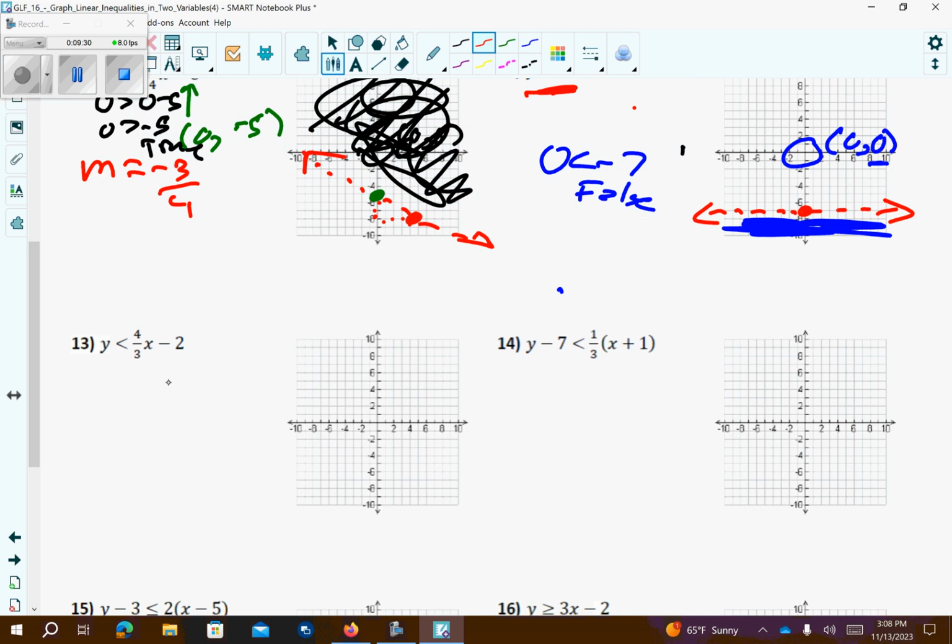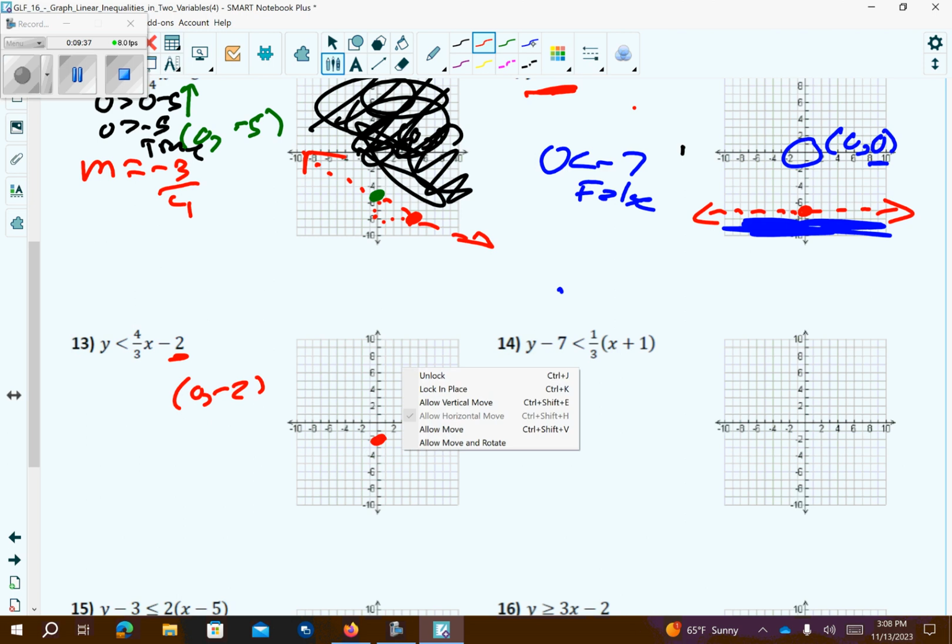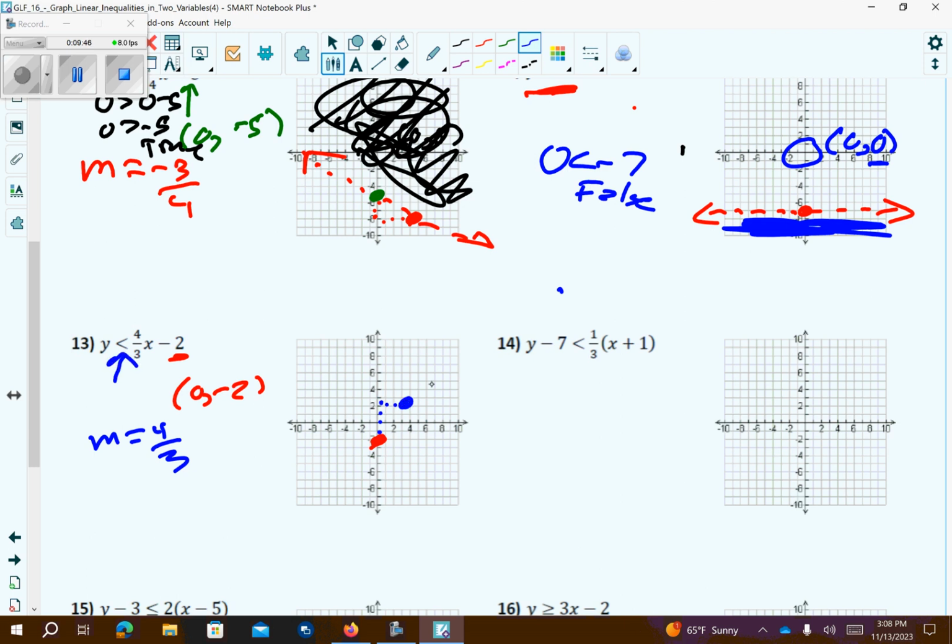Number 13, I know my y-intercept is going to be 0, negative 2 because of that, which is down here. And my slope is going to be 4 over 3. So I'm going to go up 4, right 3. This is dotted because I don't have the equal sign. I'm going to test 0, 0. So 0 is less than 4/3 times 0 is 0, minus 2. Is 0 less than negative 2? That's false. So I shade the side that 0, 0 is not on, so shade over here.